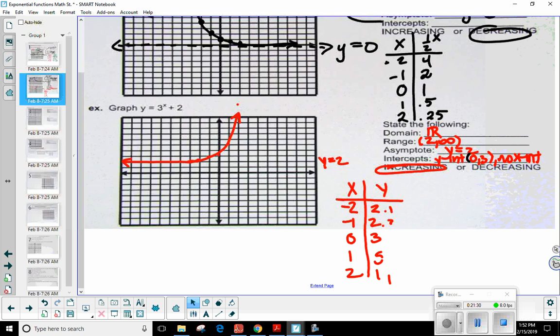Okay, anyways. Sydney finished up for us. She says all reals, range 2 to infinity, y equals 2. Intercept for this graph, 0, 3. It is increasing. Okay, I would agree. Are there any questions? Anybody have anything they want to add to this particular problem?